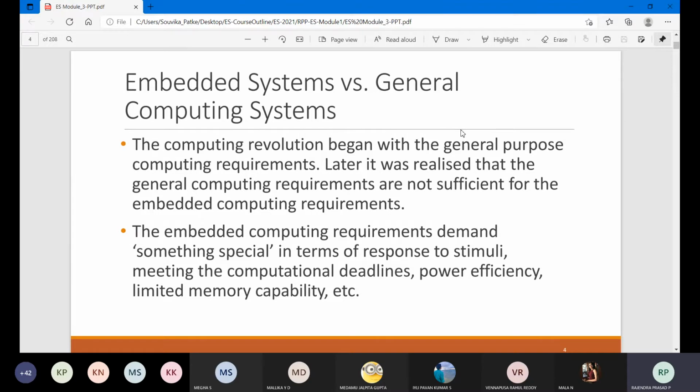Okay, it is not embedded into this part. The embedded computing requirements demand something special in terms of response to stimuli, meeting computational deadlines, power efficiency, limited power capability, etc. So the remote, what is its function? It will do only remote. Apart from that, it doesn't require any other memory and other stuff. A projector is the same thing. But if I take a laptop, all kinds of things I am going to run. That is a problem. If I take a refrigerator, it is only for cooling purposes. If I take a washing machine, it will rotate the motor. That is the main functionality it will do.